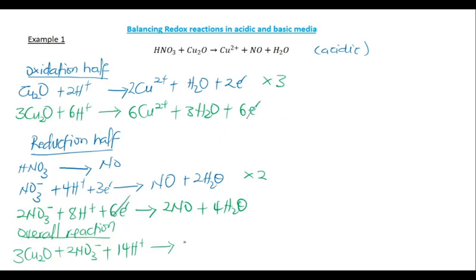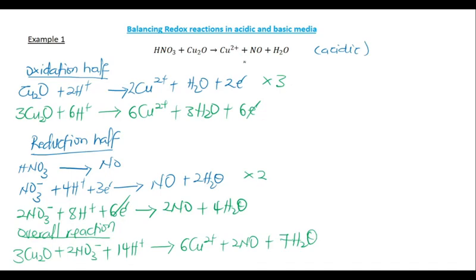So we have 6Cu2 plus, 2NO, then plus, we have 3 moles of water and 4 moles of water over here, so it gives us a total of 7 moles of water. So this is the overall reaction for this question that we have over here.